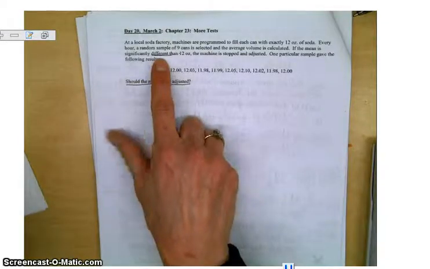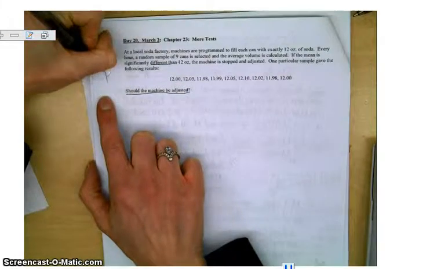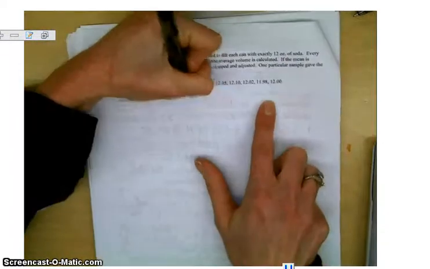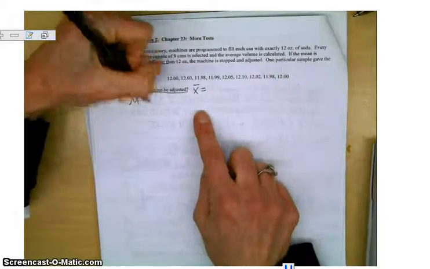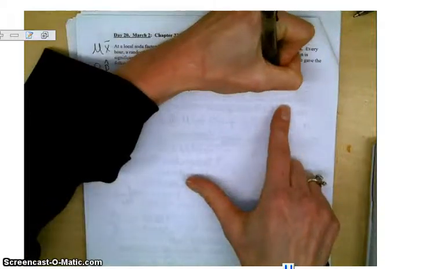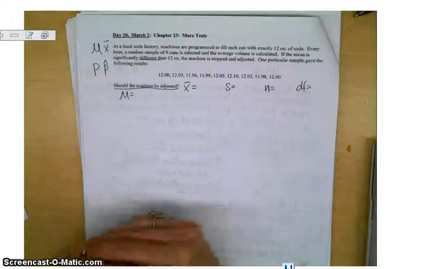And are we going to be dealing with mu, or are we going to be dealing with p? Mu and x bar or p and p hat? Is it a proportion? Is it a mean? It's a mean. So from this data, we need to figure out what is the sample mean, what is the true mean that we desire, and then we'll also need the standard deviation, and we'll want n, and we'll also want our degrees of freedom. So this is all stuff that we want to gather up before we start doing our hypothesis test.